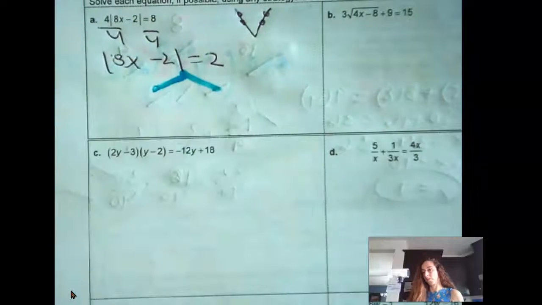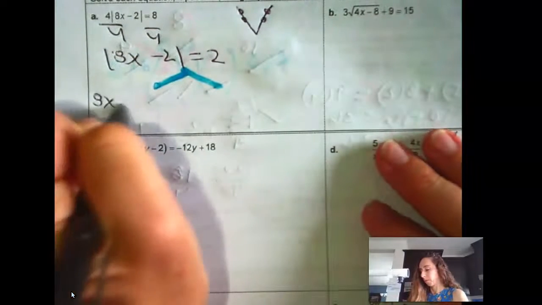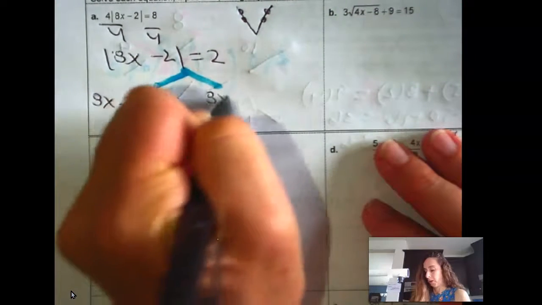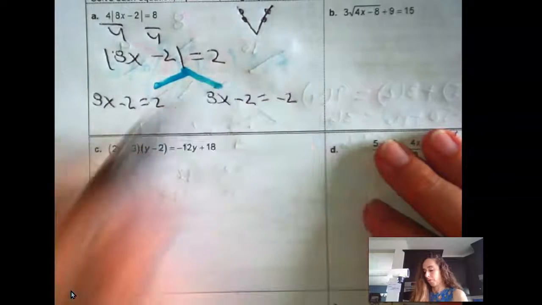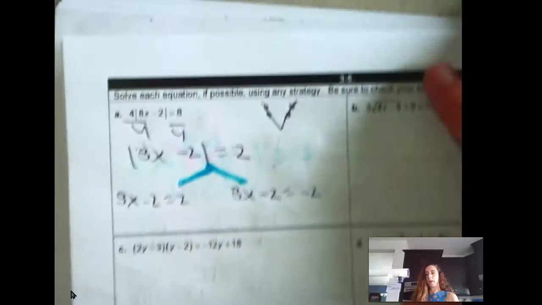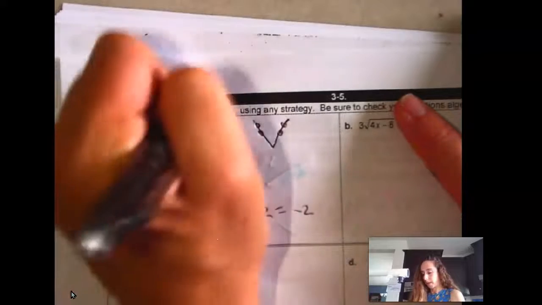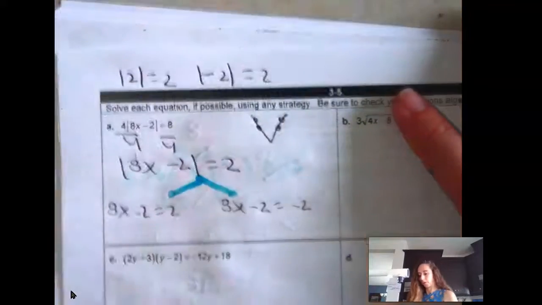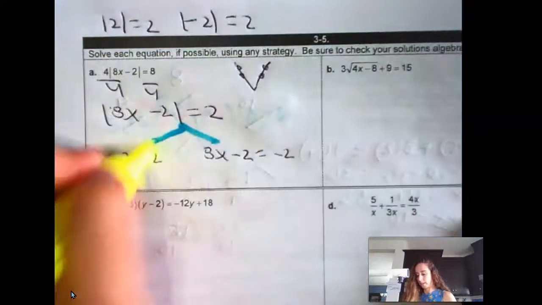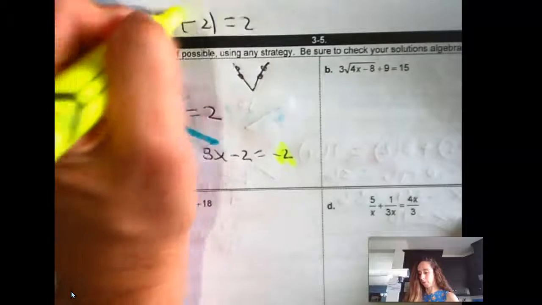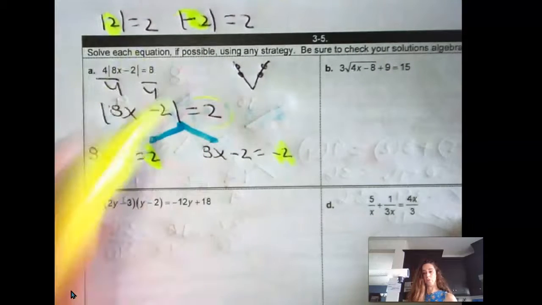Good review in solving for x. 8x minus 2 equals 2. 8x minus 2 equals negative 2. Now some of you go, why are you doing that? Well, the absolute value of 2 is 2. And the absolute value of negative 2 is 2. So whether I get a positive number or a negative number, my answer will be 2.